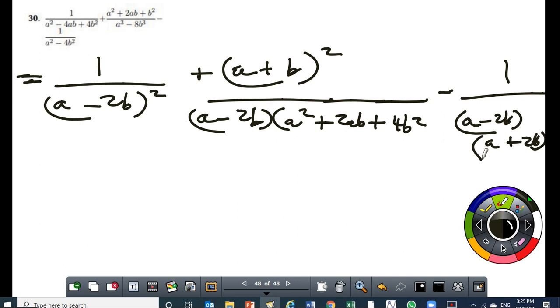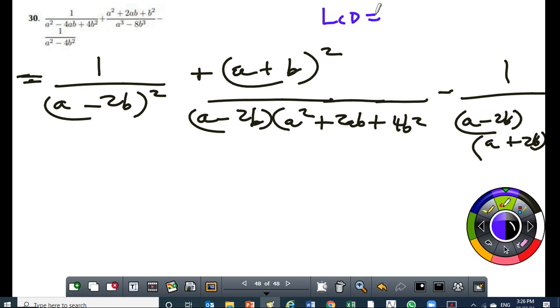Then you must check if some of the terms can cancel out. But because we have addition and subtraction, you have to find the LCD. So if you look at it, we have a minus 2b squared, we have a minus 2b, we have a minus 2b. What's the lowest common multiple of a minus 2b all squared, a minus 2b and a minus 2b? It's a minus 2b all squared. So my LCD is going to have a minus 2b all squared.